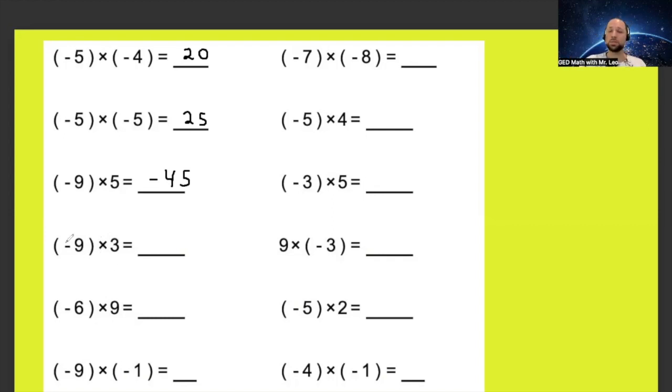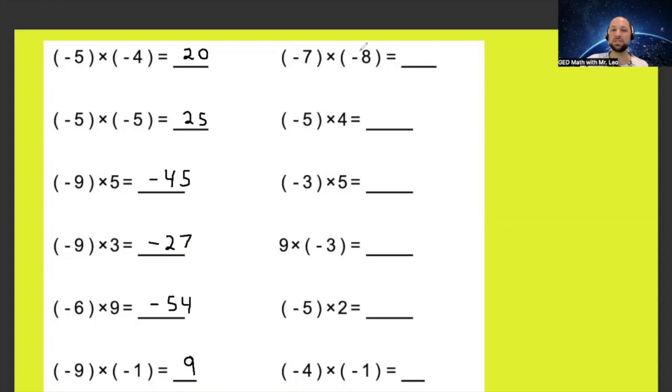Okay, next one. I see one negative sign. We put it over here. 9 times 3, what's that? 27. Final answer, -27. Up next, -6 times 9. That's one negative sign. Let's put it in the answer. 6 times 9 is 54. Final answer, -54. Down at the bottom, can you tell me this one? That's right. The two signs will cancel out, leaving a positive 9 as the answer.